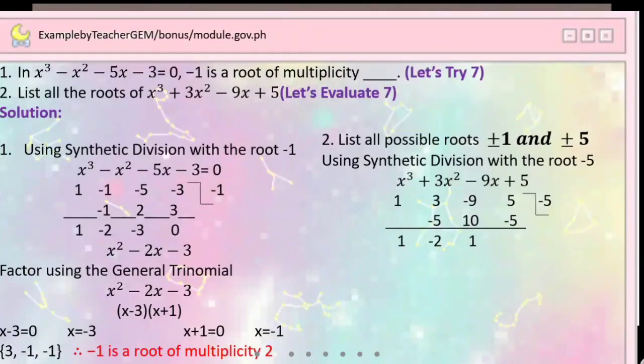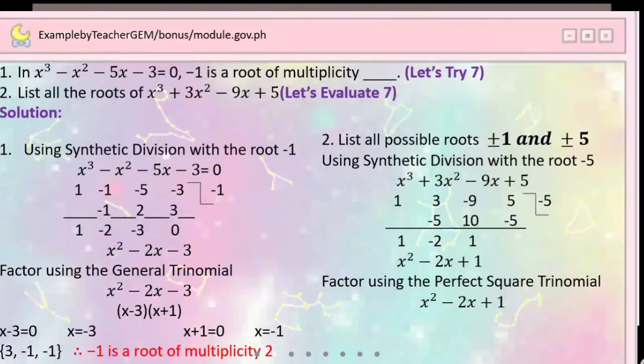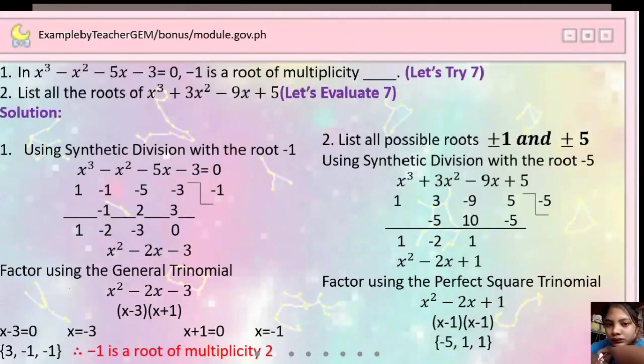Again, bring down 1. Multiply by negative 5, so negative 5. Add, so negative 2. Multiply again, negative 2 times negative 5 is 10. Add again, so positive 1. Multiply by negative 5. So our main solution is x squared minus 2x plus 1. Using perfect square trinomial again, what numbers multiply to 1 and when added give negative 2? We have x minus 1, then x minus 1.